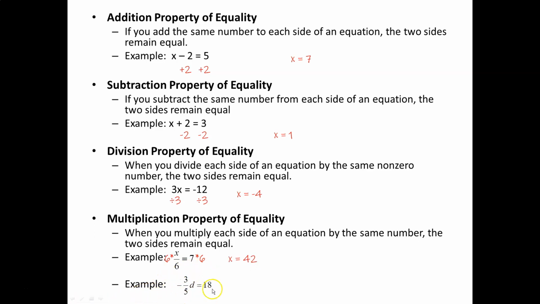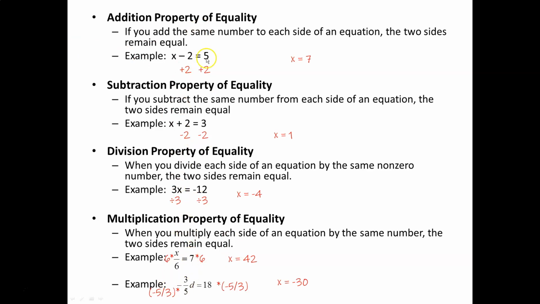This one's a little tricky, mostly because people don't like fractions. If you're multiplying a fraction by a variable to make it go away, you multiply both sides by the reciprocal. You flip it. So we have negative 5/3 times both sides. We end up with x equals negative 30.